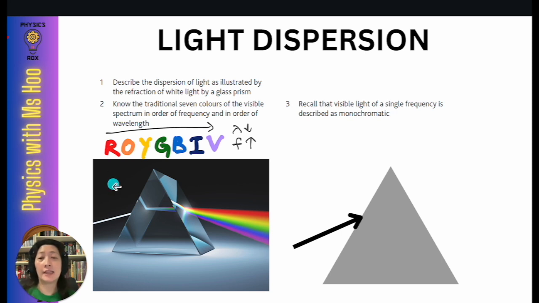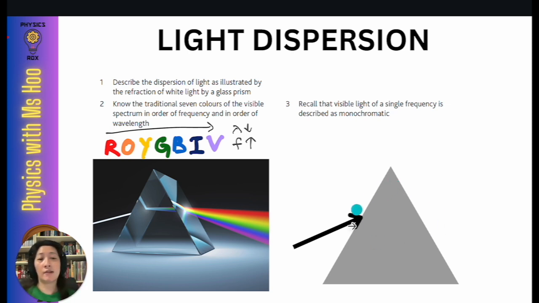Now, if you have a light source with only one color, that's monochromatic. The correct definition for that is that the light has a single frequency. Remember that different shades of color have their own frequencies as well. So if the light source only emits that single frequency, that's a monochromatic light source.